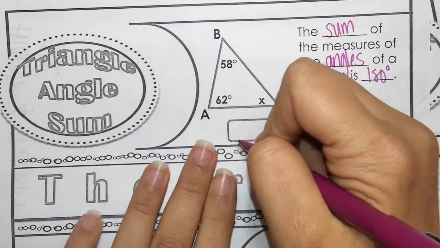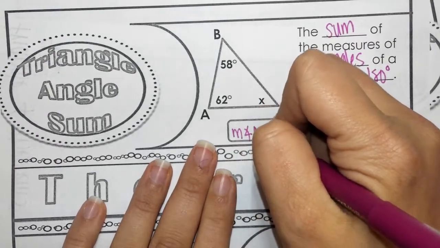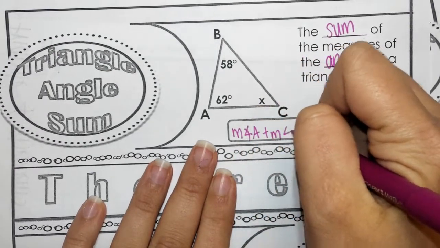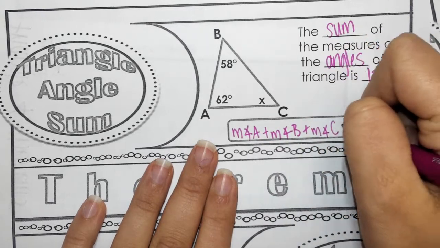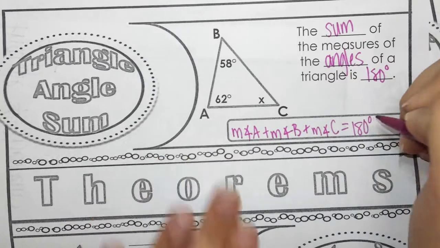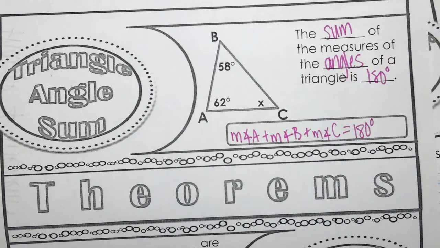So that means that we would take the measure of angle A plus the measure of angle B plus the measure of angle C, and that would have to equal 180 degrees for it to be a triangle. Do you agree or disagree so far? Fantastic. You learned that in like the 2nd grade, right?